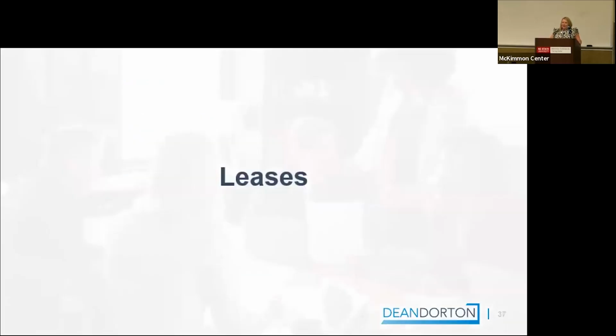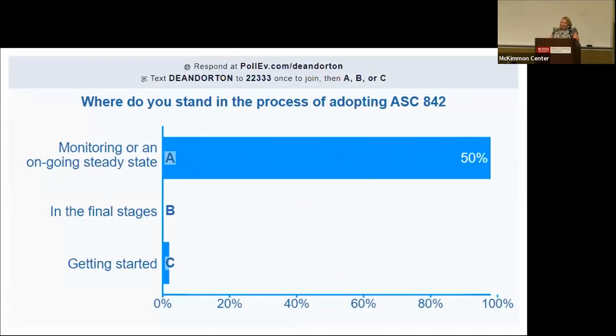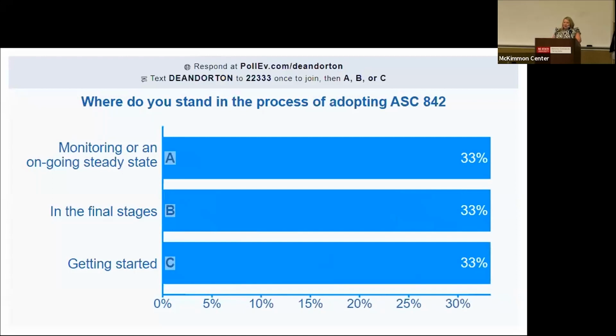Leases. All right, everybody, deep breath. Okay, so ASC 842 leases. We've been talking about it for a long time. 5/31 year ends, you've got like a week left. 6/30, you've got 5 weeks left. So where do you stand in the process of adopting 842? I'm almost scared to get these results, I'll be honest. Okay, so A is monitoring our ongoing steady state, B is in the final stages, and C is getting started.